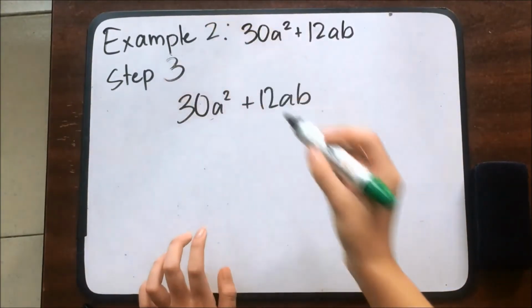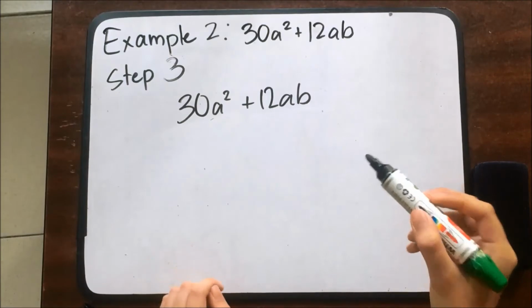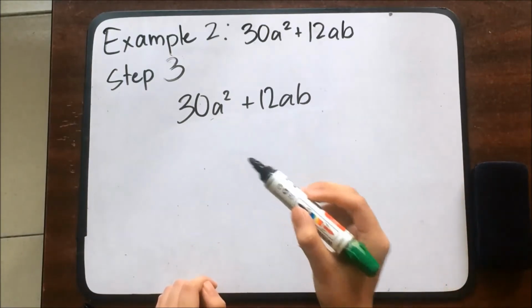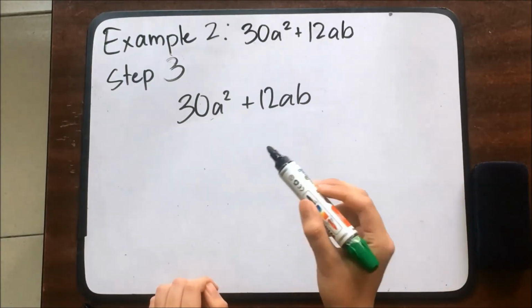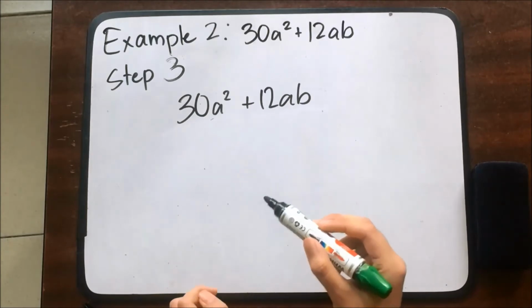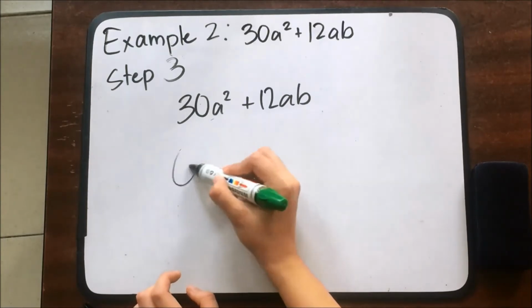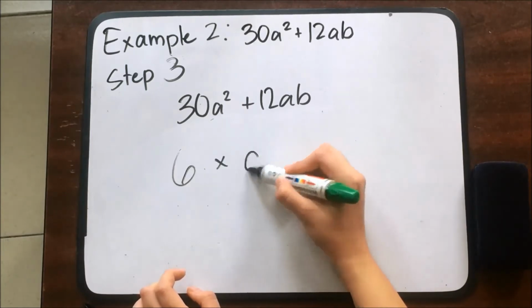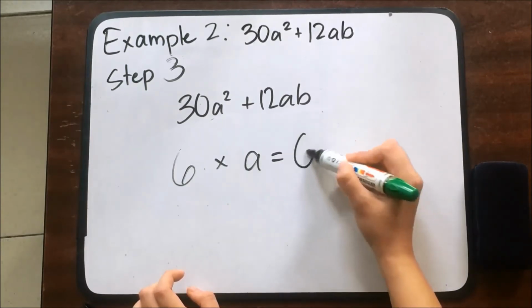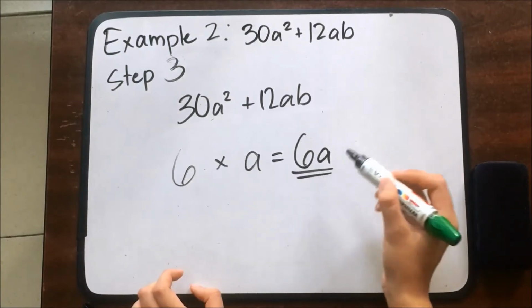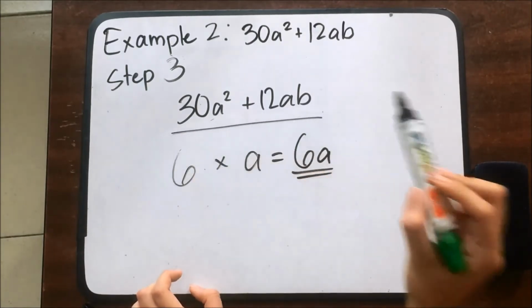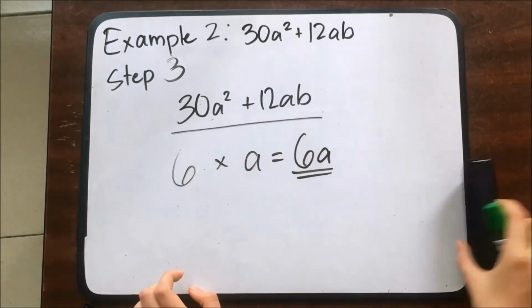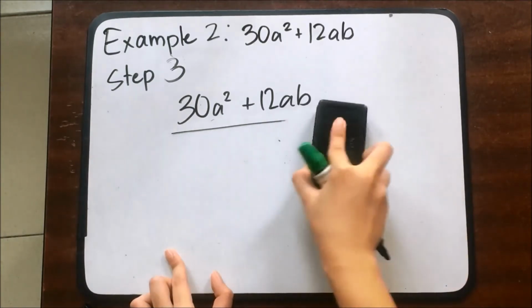Step number 3. Get the GCF of the whole polynomial. So how do we do that? We will multiply the GCF of the coefficients, which is 6, to the GCF of the variables, which is a. So 6 times a is equals to 6a. And this is the GCF of the whole polynomial. Now let's go to our next step, step number 4.